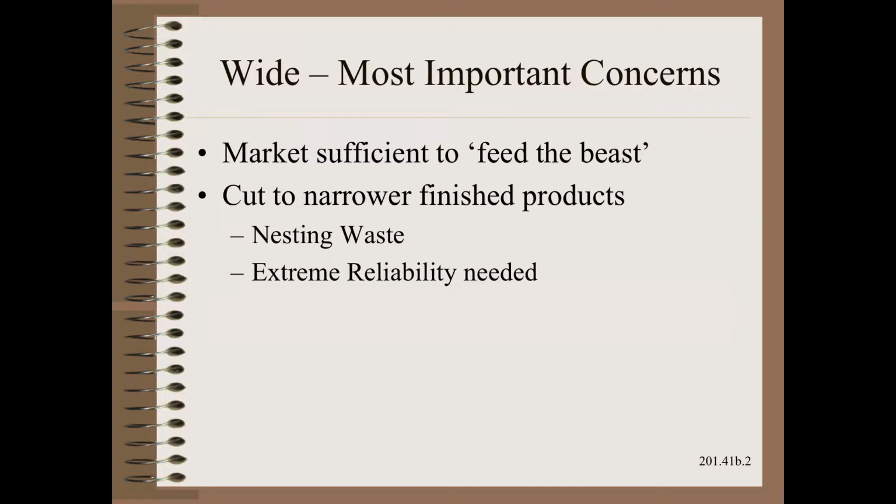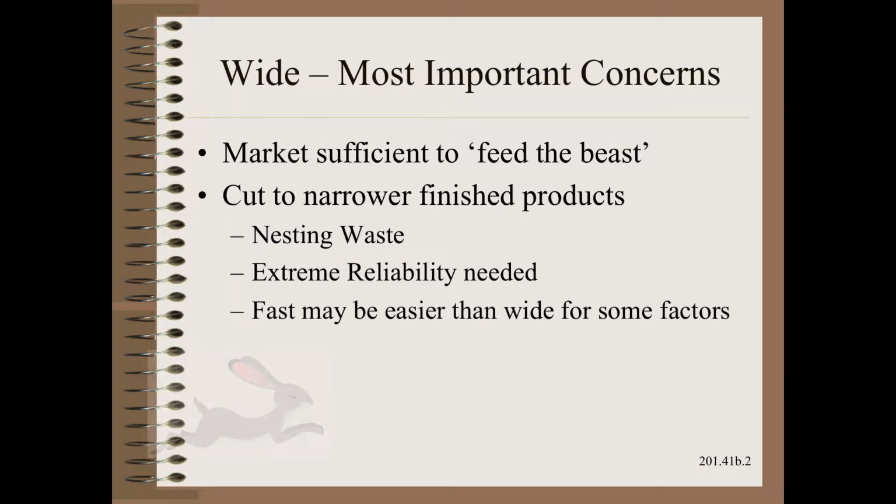Second, wide webs are often cut into narrower finished products. In these cases, nesting waste needs to be factored into production scheduling and economics. Also, reliability must be greater or much greater when going wide. For some, increasing speed may be an easier way to get production.